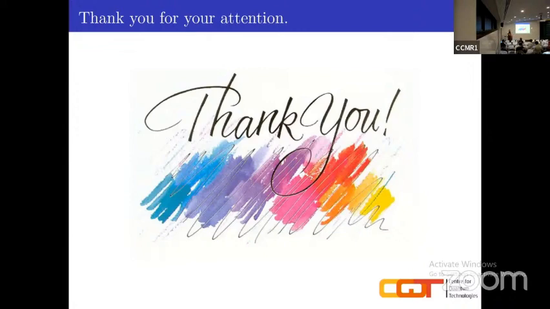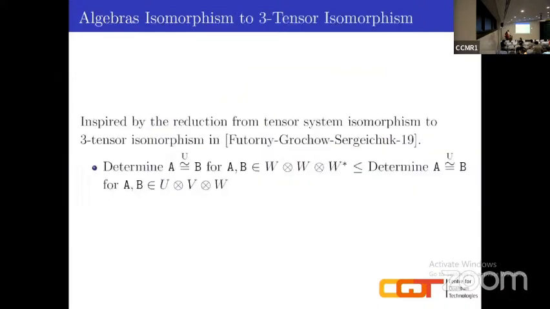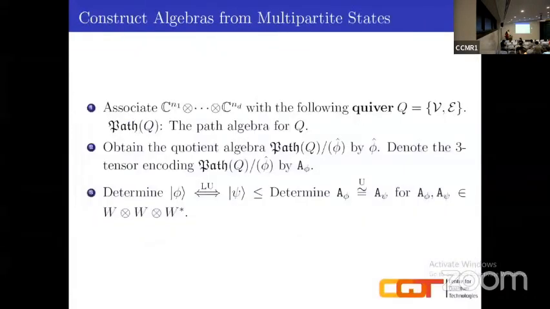Thanks for your very interesting talk. I was just wondering, can you give some intuition for how one can convert from n-partite to three-partite? Is there some sort of non-trivial mapping? Because you're bunching things together in a non-trivial way.